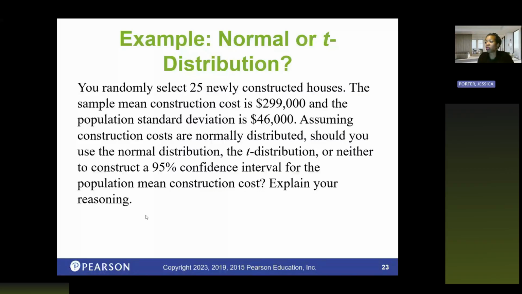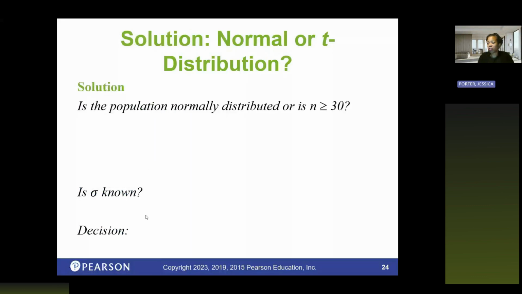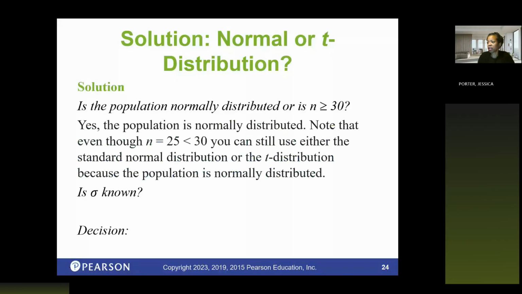Answer is normal. So is the population normally distributed, or is n greater than or equal to 30? They told us it was normally distributed, and this is the question that Avery was asking. Note that even though n is equal to 25, it's less than 30, you can still use either the standard normal or the t distribution because the population is normally distributed. Is the population standard deviation known? Yes. So yes, we're going to use the standard normal distribution.